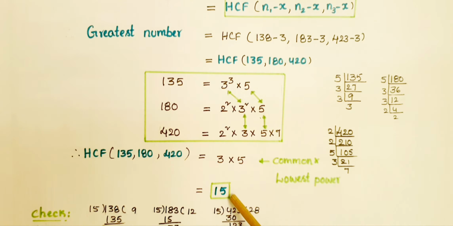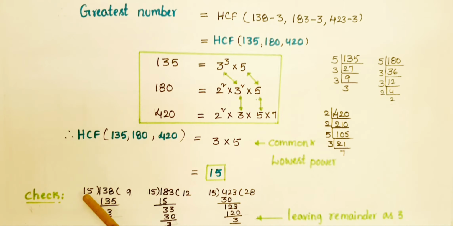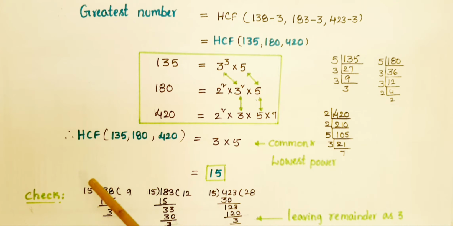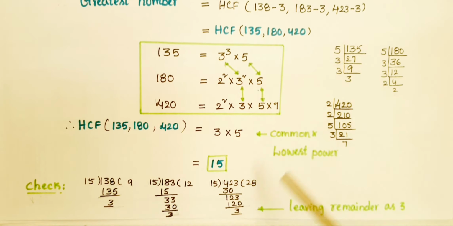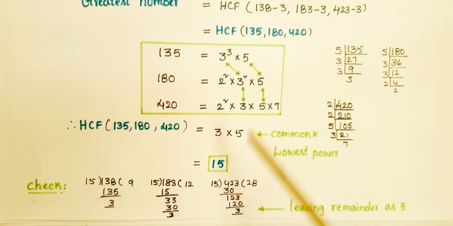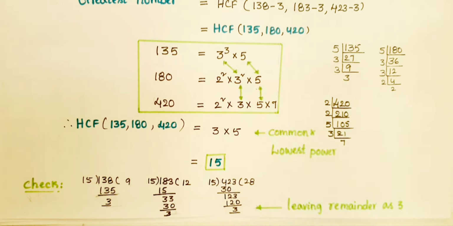Once you find the HCF of these three numbers, you can check whether this number will divide all these three numbers leaving the remainder 3. See here, if you divide 138 with 15, then you will get the remainder as 3. Here also you will get the remainder as 3, and for the third number you will get the remainder as 3. So this is the HCF that leaves the remainder 3.